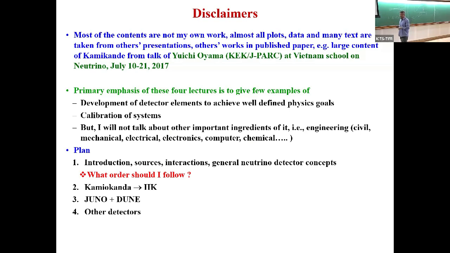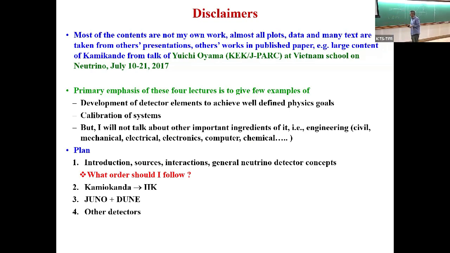In my preschool talk, I covered the general detector concept in high energy physics detectors, not specifically for neutrinos or other experiments. But here I will mainly focus on dedicated neutrino experiments. What order should I follow? I juggled here and there, so this may be a little haphazard, but I will show all these things.